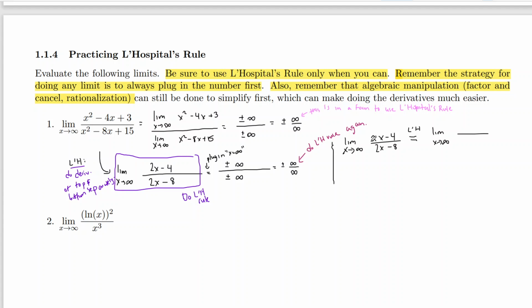We have a fraction. What's the derivative of the top? The derivative of 2x minus 4 is 2. And the derivative of 2x minus 8 is also 2. And 2 over 2 just equals 1. So this is the limit as x goes to infinity of 1. And the limit of a number is always just the number. We don't care if it's x to infinity or x to a finite number. It's always just 1. So this is 1.